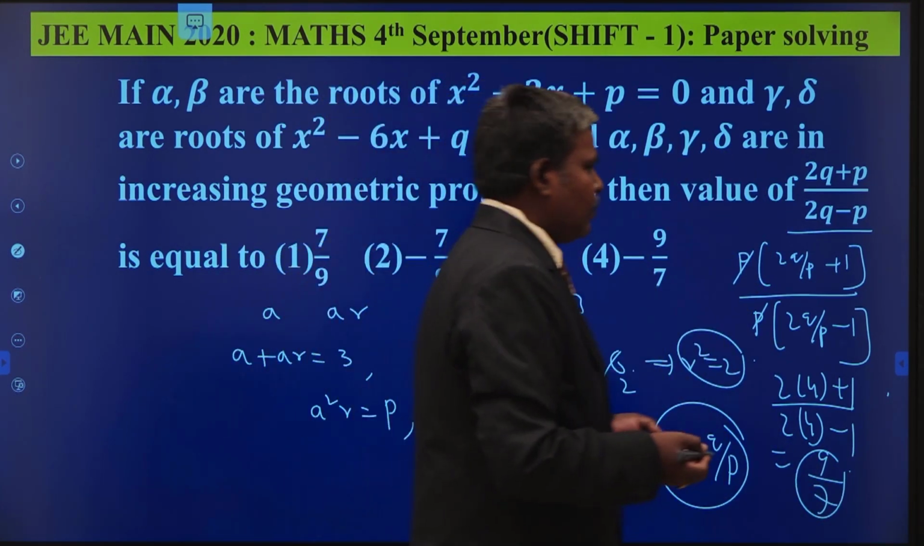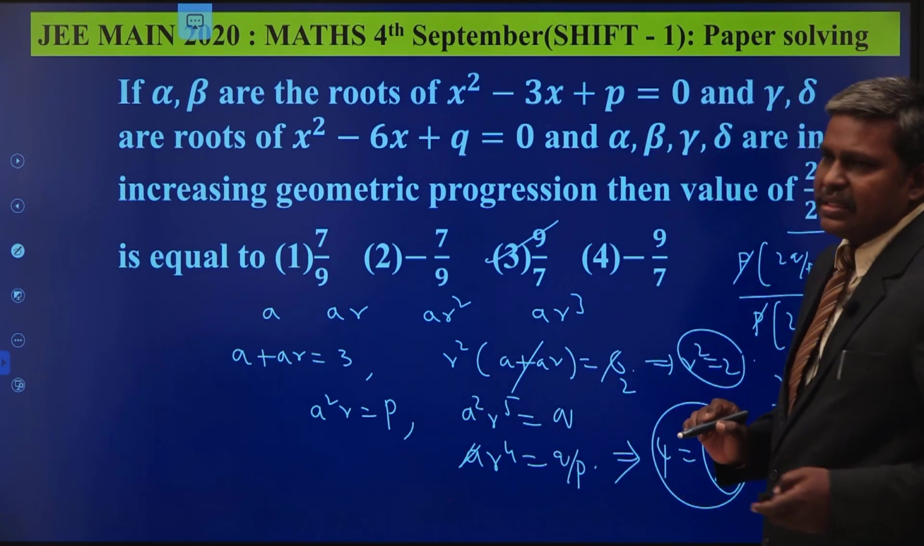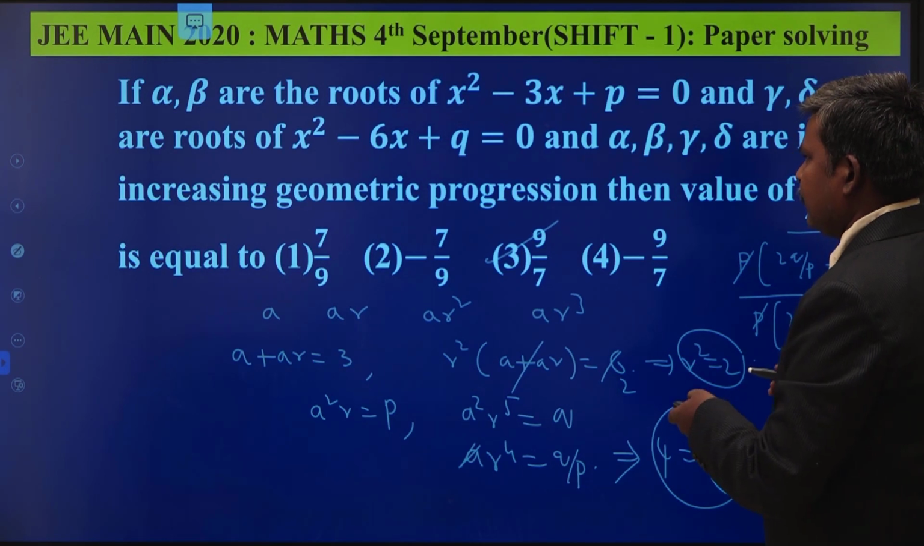So it is a simple problem. Just by finding the relation between q and p, we obtain the answer. That is 9 by 7. Okay.